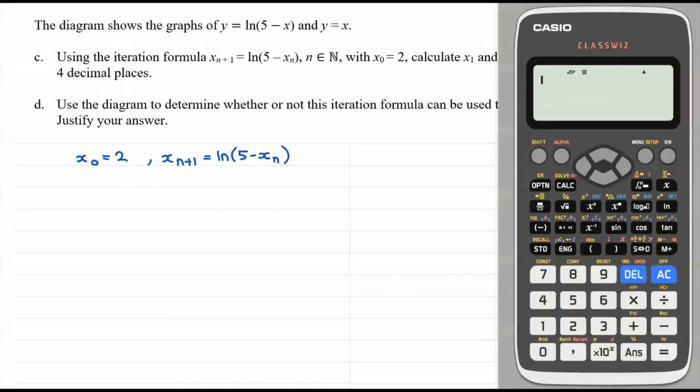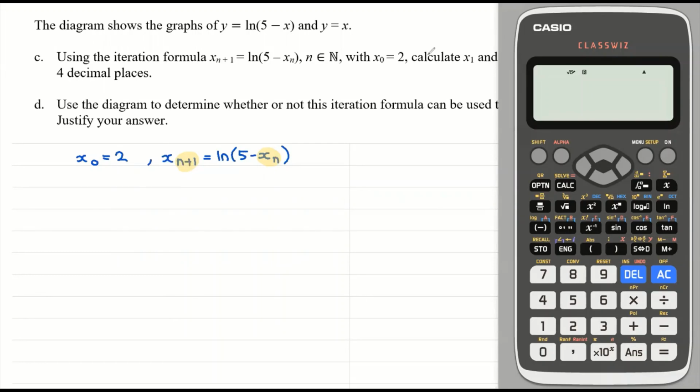So continuing with example 2, we're going to start using an iteration formula that has been provided. And we know how to generate these ourselves, don't we? So we've set the subscript of n plus 1 on the left-hand side and the subscript of n on the right-hand side. And we've got a starting value of 2. Okay, so we're going to plug in our starting value. We'll use a calculator simultaneously to do this.